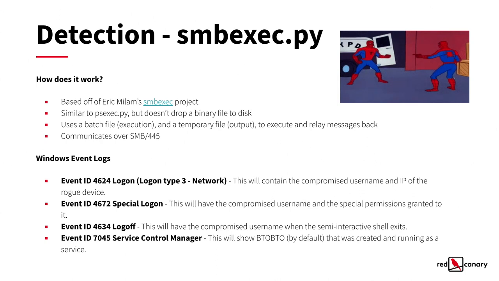And then we move on to SMBExec. So pretty similar to PsExec. This is actually based off of Eric Milam's SMBExec project from 2012, 2013, I think. His main use case was to get obfuscated Metasploit payloads to a remote endpoint, basically to evade AV. This is, again, similar to PsExec, except it doesn't actually drop a binary to disk, but still creates a service. Uses a batch file for execution, and then there's a temporary file for the output, and also communicates over 445. And just like PsExec, it's going to generate those same Windows event logs as well.